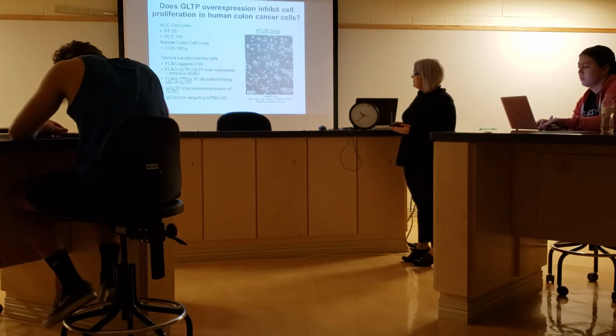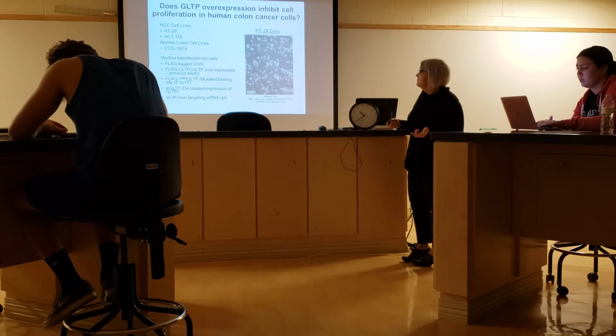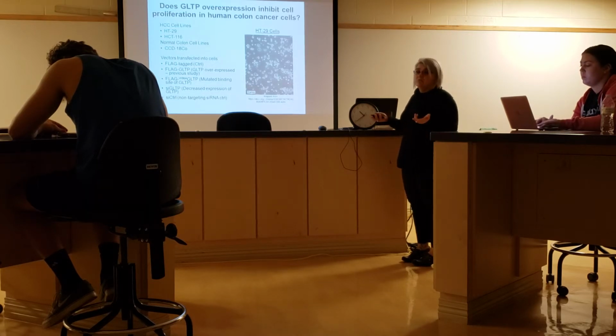And then the normal cell line is the CCD18CL. They then took vectors that they purchased from a company, and they transfected those vectors into the cells. The vectors that they used were a flag tag as a control. This was the wild type GLTP. They then used a flag GLTP, which was basically the overexpressed GLTP from the previous studies, as I mentioned before.